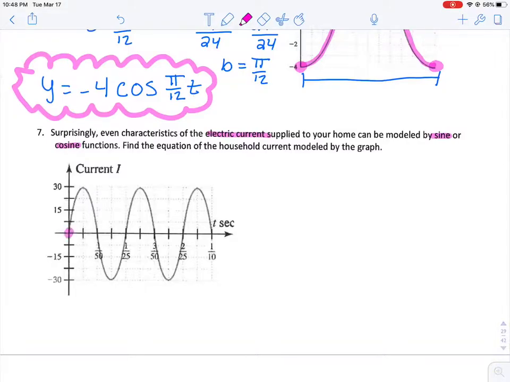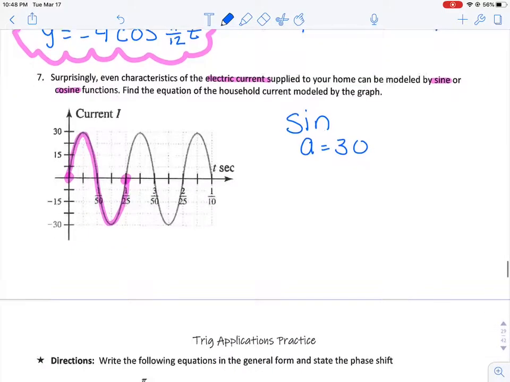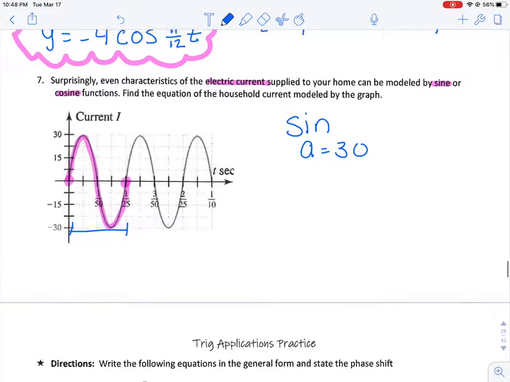So it's starting at the origin, or at its midline really, and here is one full cycle. So this is a sine function, a positive sine function. My amplitude is 30. And let's do a little work to find what my period is. Here's my length of one cycle. My equation is 2 pi over b. That's my equation for my period.